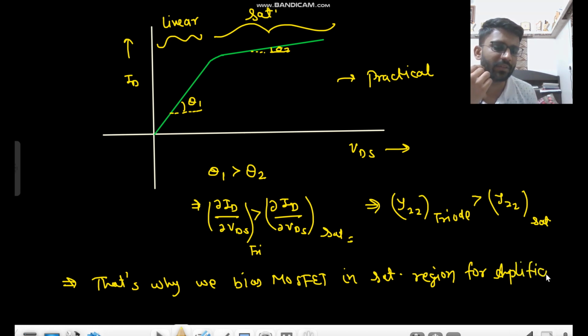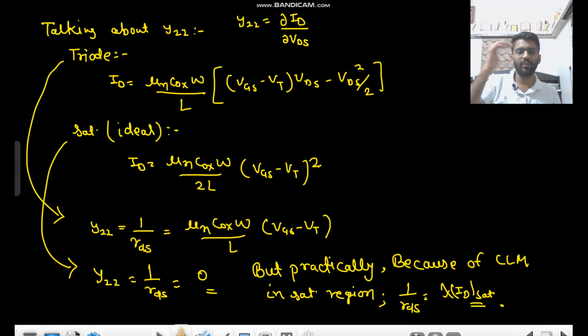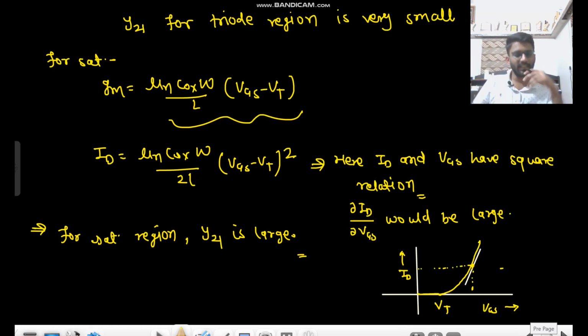So did you understand it? If the interviewer asks you this question, what will you reply? You will just reply two things. The change in output current with respect to the change in input voltage, talking about Y21, you don't need to say Y21 or Y22, is maximum in case of saturation region. And in case of triode region, the change in output current with respect to the change in input voltage is lesser than the saturation region. So this is one criterion, and the other criterion is also the output resistance.